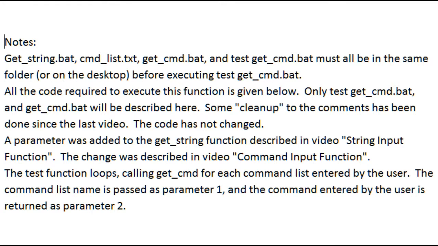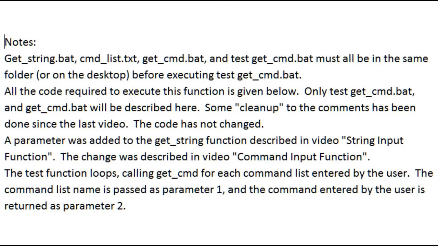I have included all of the functions needed to run the code described in the walkthrough, and that is function getString.bat, the command list, the data file, command list.txt, and the function itself, get_command.bat, and finally the test function, test get_command.bat. They've all got to be in the same folder or on the desktop before executing the test get_command.bat. All the code required to execute this function is given in the website page.